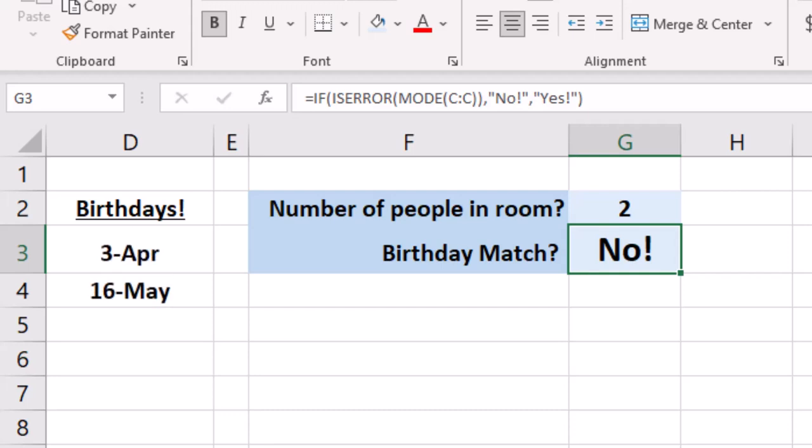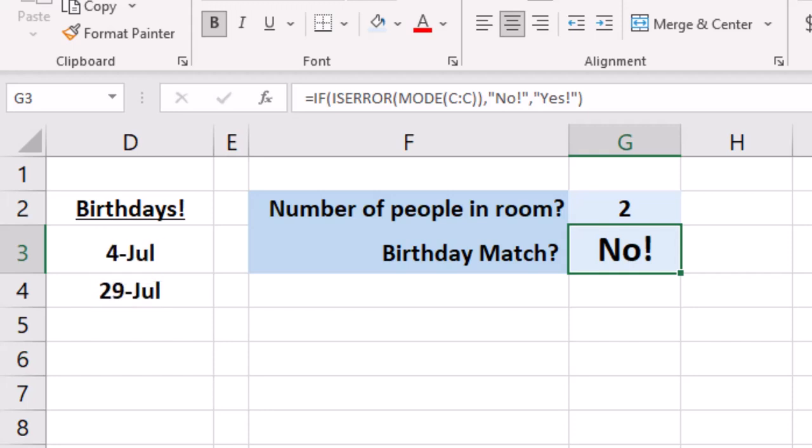When I'm refreshing, I'm thinking about other rooms with 2 people in them. So right now, let's suppose you've got a room with 2 people in it. Their birthdays are on the 3rd of April and the 16th of May. Clearly they don't match. Let's go to another room with 2 people in it. These 2 are on the 26th of September and the 26th of December. Again, not a match. Let's go to another room.